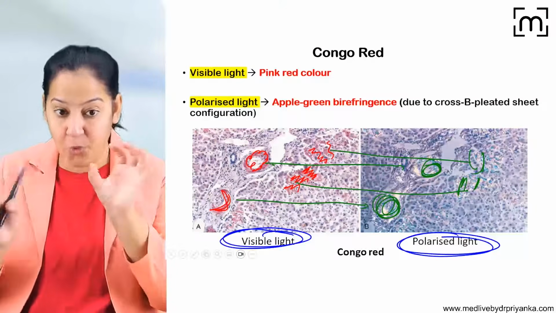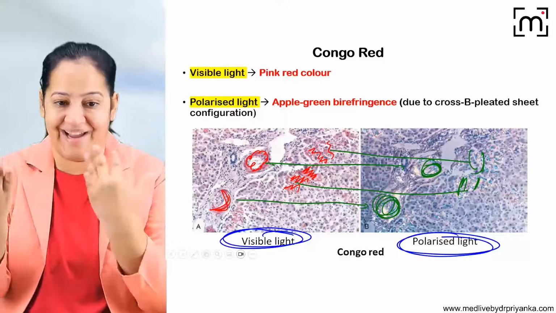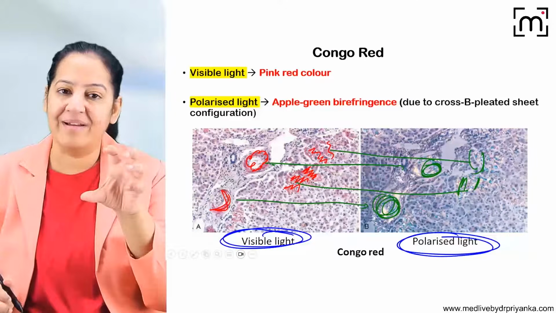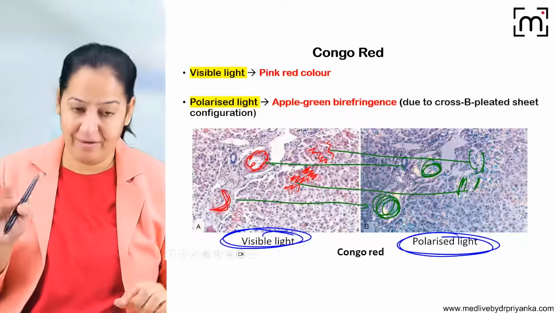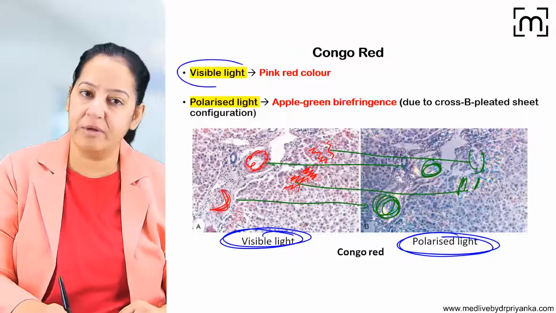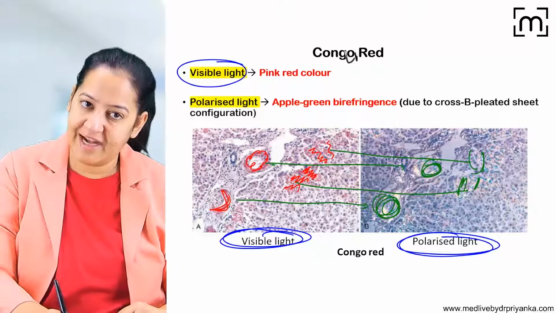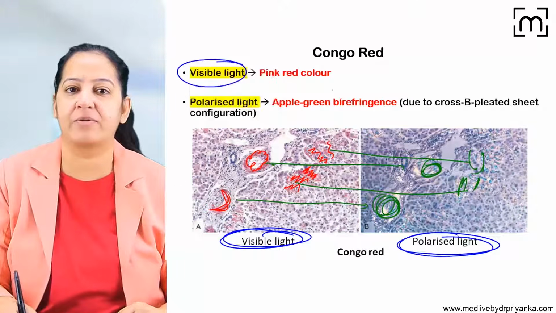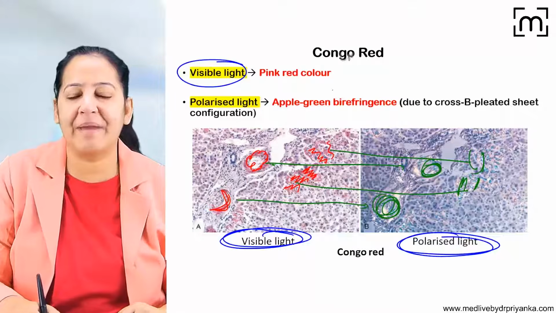So you have to draw two twin slides. On one, the amyloid looks pink, and on the other, the amyloid looks apple green. Visible light is the light microscope, so on light microscope it is pink in color.